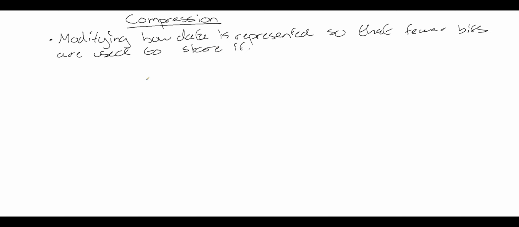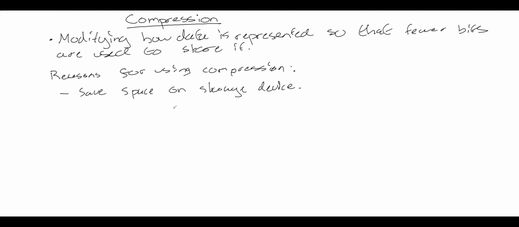So let's first look at what compression is. Compression is the process of modifying how data is represented so that fewer bits are used to store it. And why might we want to do this? Well, for example, you might want to use it to save space on your hard drive. So you might be looking to save space on a storage device.